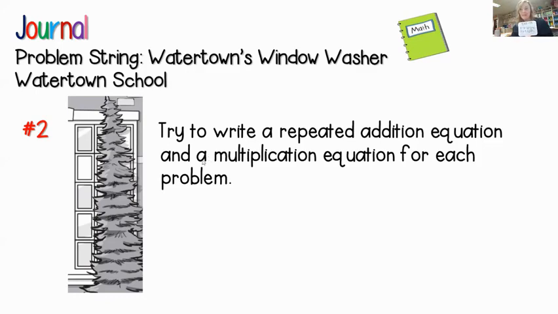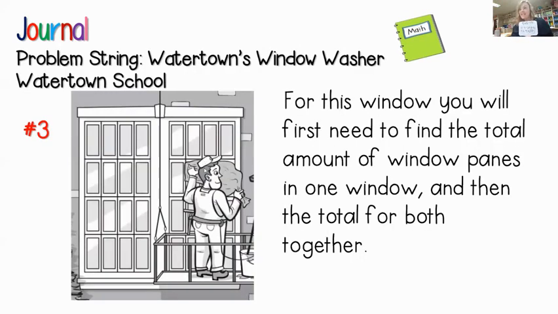So now look at the last one. It says, for this window, you will first need to find the total amount of panes in one window, and then the total amount for both of them together. So you're going to take 2 windows and you're going to put them together. So work on that and put it in your journal, and I'll see you in the next video.